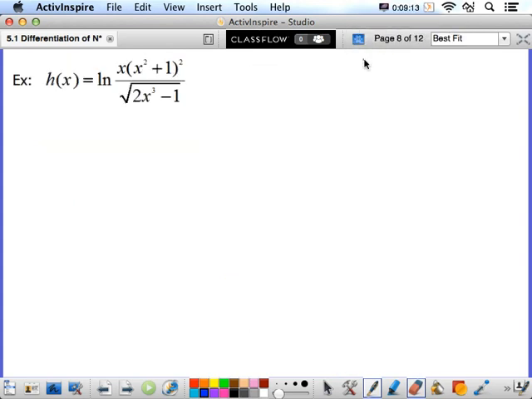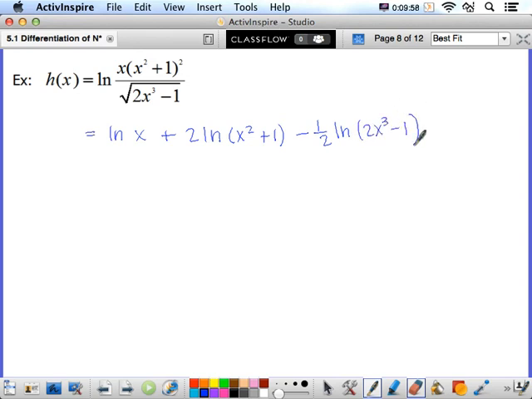So for this example, we have h of x equals the natural log of x times x squared plus 1 quantity squared, all over the square root of 2x cubed minus 1. To avoid having to do the product rule, the quotient rule, and the chain rule all together, we're going to split that into 3 separate logs. And the further you expand it, the easier it will be to take the derivative. So I'm going to let the first one be natural log of x, plus the second one will be the natural log of x squared plus 1 squared. But I'm going to go ahead and apply the power property and change it to 2 natural logs of x squared plus 1. And then this is in the denominator, so it will be minus, and it's a square root, so it will be 1/2 the natural log of 2x cubed minus 1.